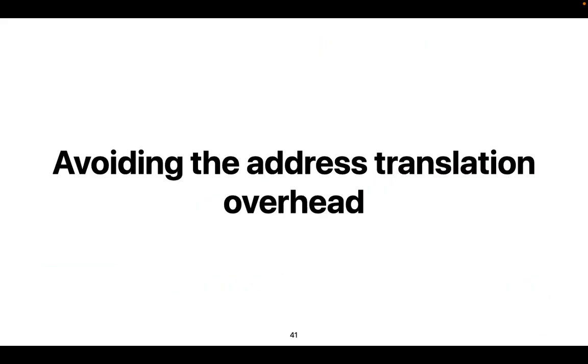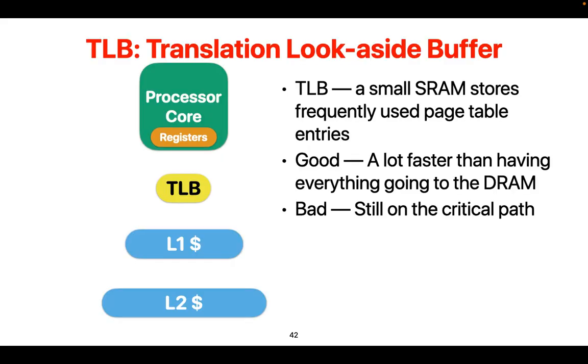So we need to figure out if there is any way we can avoid the address translation overhead. In Dr. Lamson's philosophy of system design, he said that one of the good ideas you should use again and again is caching. So if translation is slow, let's make a cache for it. This cache is called the translation lookaside buffer. It is a dedicated cache for storing the virtual to physical address mapping with a few entries in SRAM.